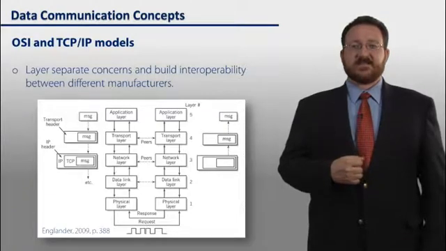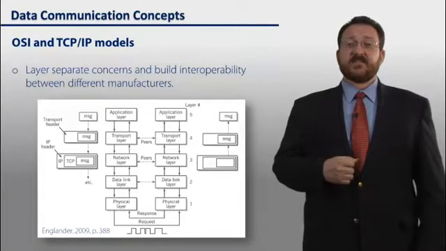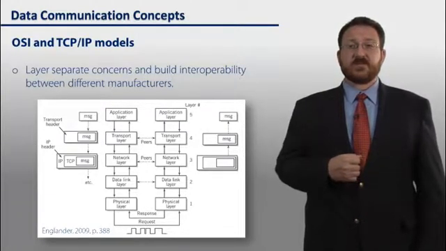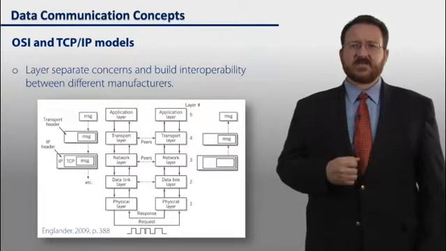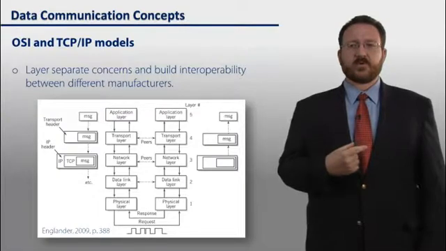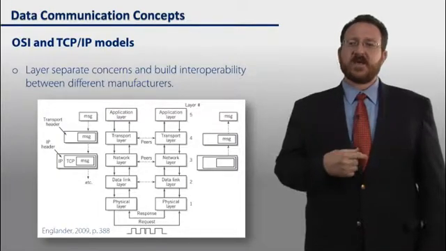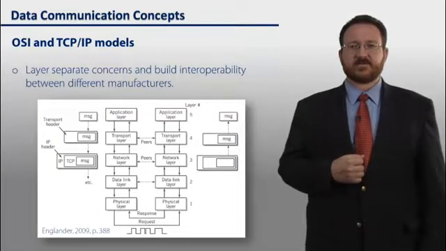In the OSI and TCP/IP models, we see that the layers separate the concerns and allow us to build interoperability between different manufacturers. This is nice because we can take out one particular protocol at a layer and plug in another, and we don't have to modify the surrounding layers.